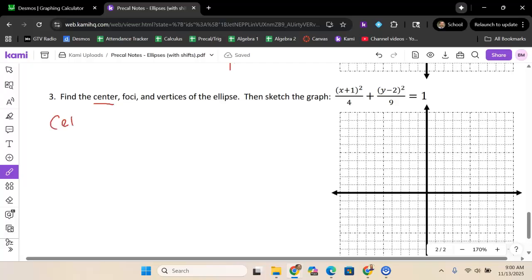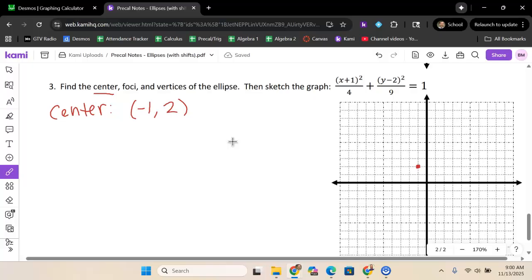Okay, so the center is going to be the opposite of what's with x, so -1, comma, opposite of what's with y, which is 2. So the point -1, 2 is the center of the ellipse, and I'm going to base everything off of that. So you'll see how that changes what we do in terms of writing our vertices and our foci. What I would do, again, is make the graph first. I think that's the easiest thing to do. So in the x direction, I'm going to go out 2 units, both directions because of that 4. In the y direction, I'm going to go 3 units.